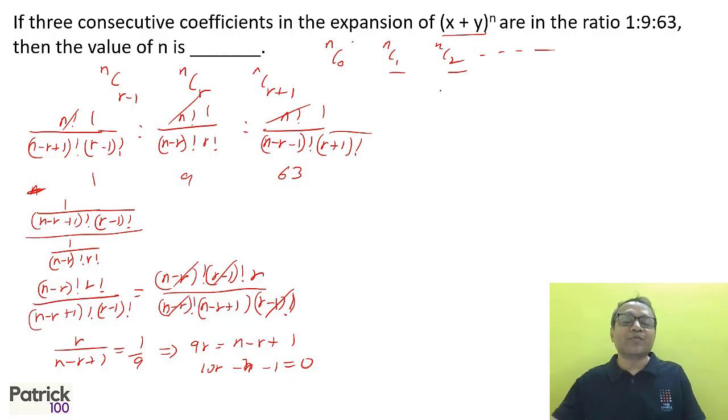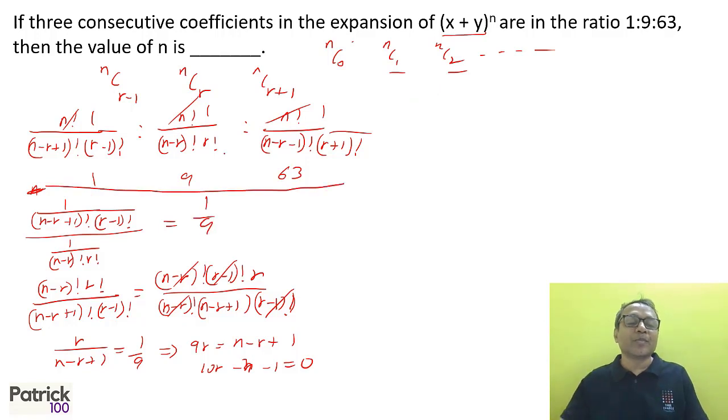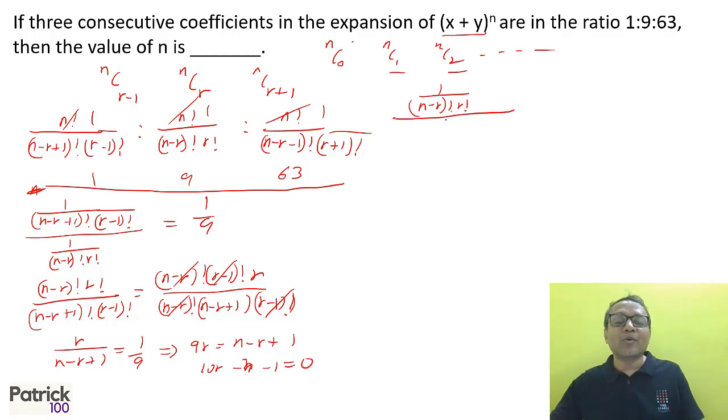Because this ratio, remember, is 1 upon 9, what we got, 1:9, the first two ratios. Now you can take the second and third. Similarly, 1 upon (n minus r) factorial into r factorial upon 1 upon (n minus r minus 1) factorial into (r plus 1) factorial is equal to 9 upon 63 or 1 upon 7.